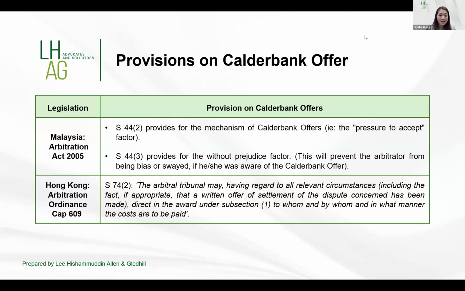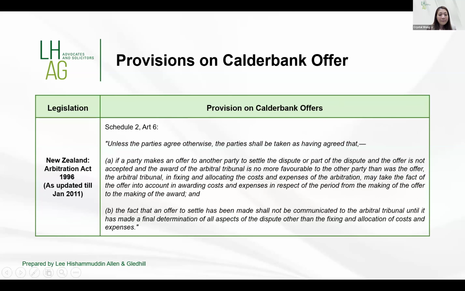And if you go to the next slide, you will see that the New Zealand Arbitration Act 1996, as updated recently, is, to me, a more mandatory phrase. It's probably that the parties shall be taken as having agreed that the arbitral tribunal, in fixing and allocating the costs and expenses of arbitration, may take the fact of the offer into account in awarding costs and expenses in relation to the period from the making of the offer up until the end.